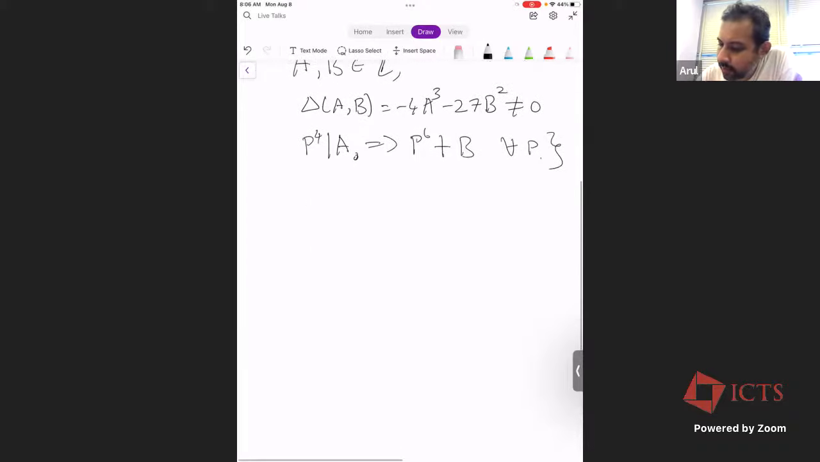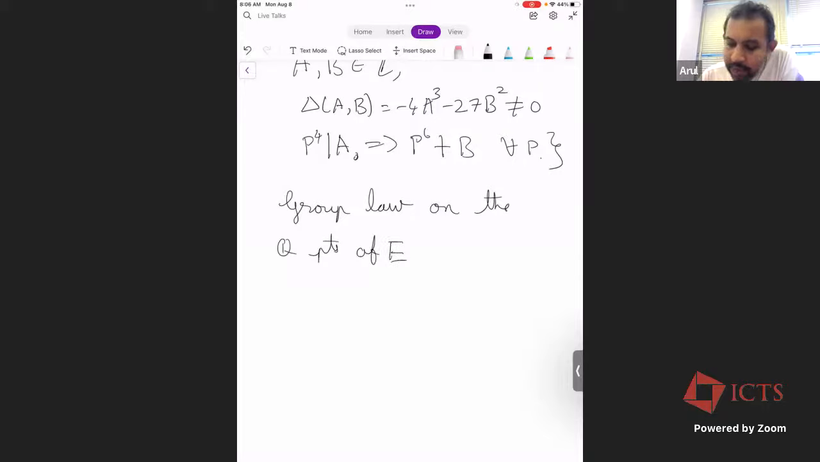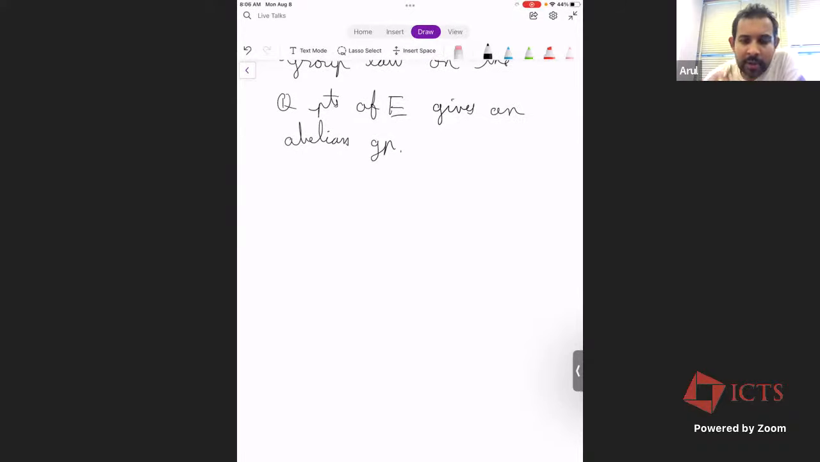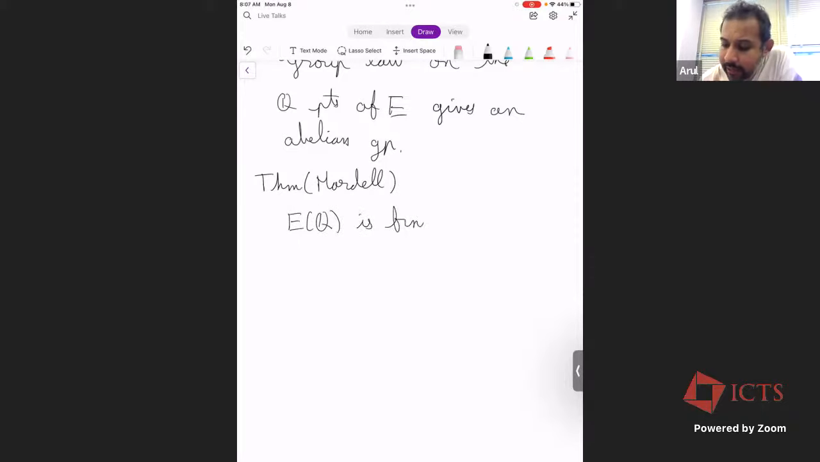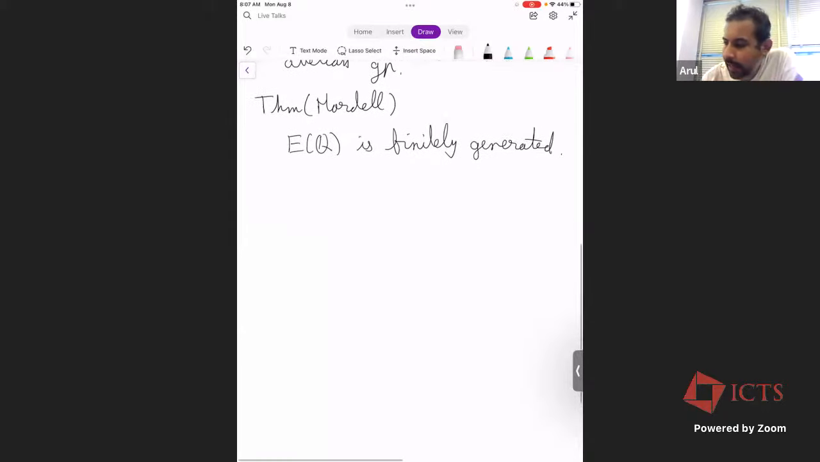Okay. So we know from basic theory that we have a group law on the Q points of E. And here, of course, I'm including the point at infinity, which will be the identity element for this group. So this gives us an abelian group. And our story today starts with a result of Mordell, which says that this abelian group is in fact finitely generated. So that's a classical theorem of Mordell.